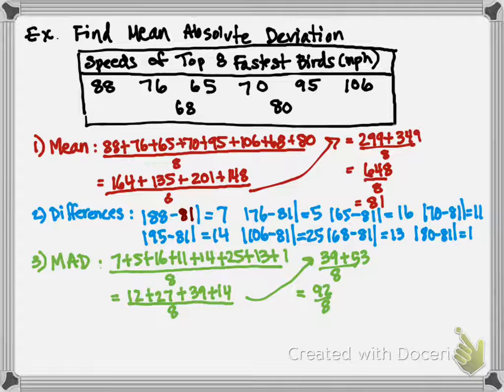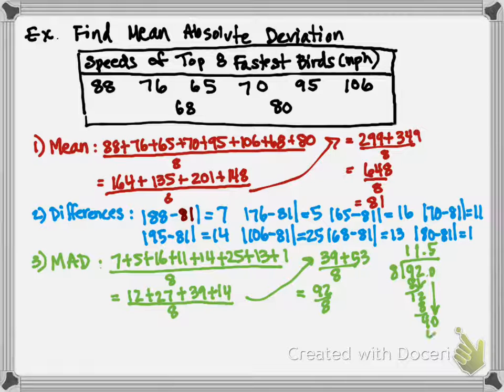So we're going to go ahead and do long division. And 8 goes into 9 once, with 1 left over. 8's going to go into 12 once, with 4 left over. Put in a 0. Bring it down. And we're going to get 8 goes into 40 5 times evenly. Okay?